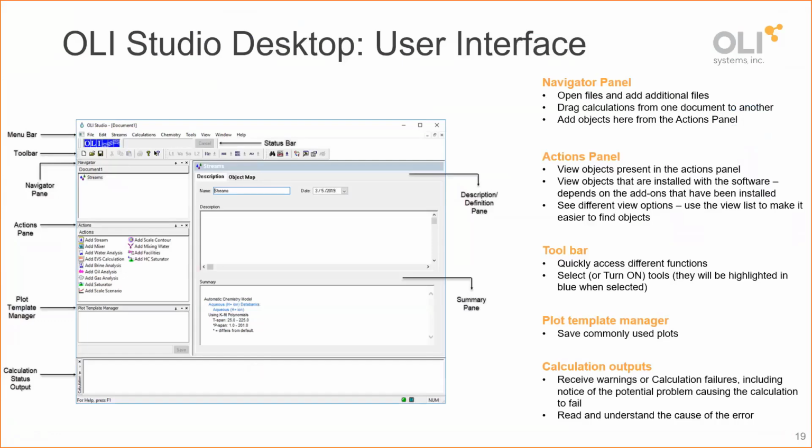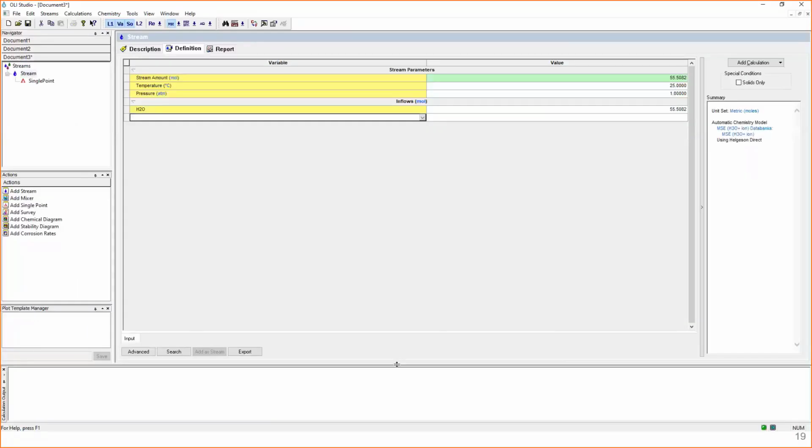Maybe one last thing that I forgot to mention was this calculation output down here. In here, you will always see any calculation error. Let's say you have something in red down here, calculation output. This calculation failed. That means something went wrong with the calculation. And not usually, but sometimes the software will let you know what was wrong with the simulation. That will help you to troubleshoot the simulation.